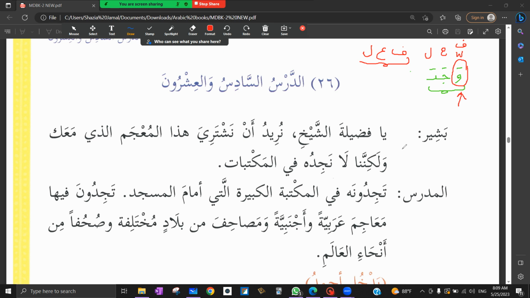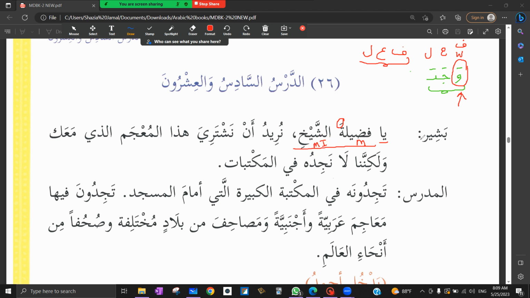Now Bashir says, Ya Fadilat al-Shaykh. Fadilat al-Shaykh is a respectful way, with manners, of calling a teacher. Ya is harf nida. What is the rule of harf nida? Whenever you use harf nida, the noun coming after it will always be in mansub. And this Fadilat al-Shaykh itself is in idafa construction, meaning mudaf and mudaf ilayh.